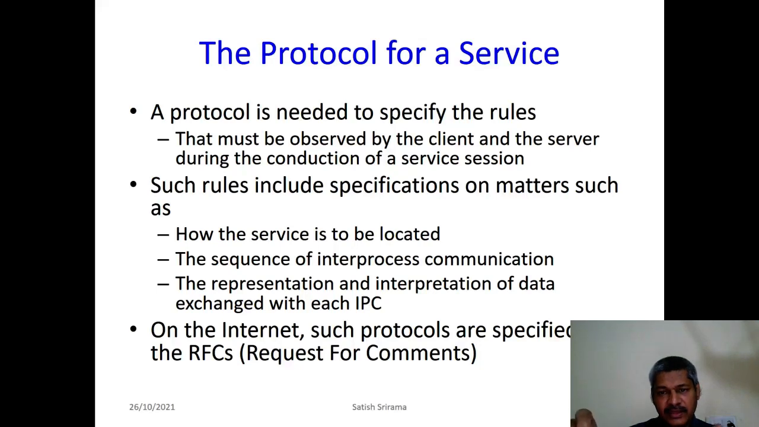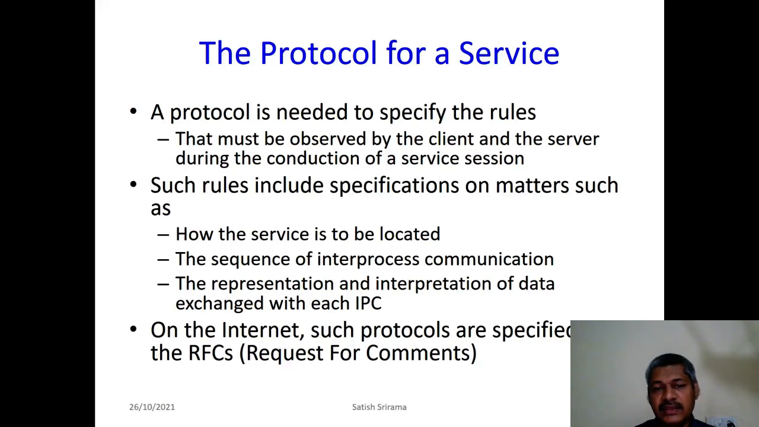Then whenever the client and server are communicating, a protocol is needed to specify the rules. These are the rules to be observed by the client and the server during the conduct of the service session. So a session is established, but during the session, as the client and server are communicating, they have to follow this protocol. Both client and server have to follow this protocol.